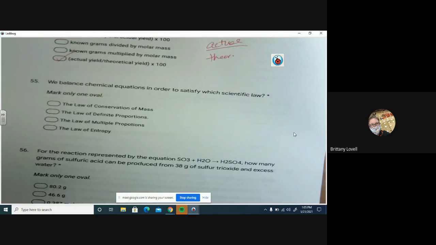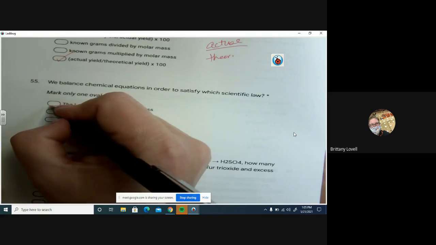55, why do we balance chemical equations? Which law are we trying to satisfy? It's the law of conservation of mass. So 55 is letter A.